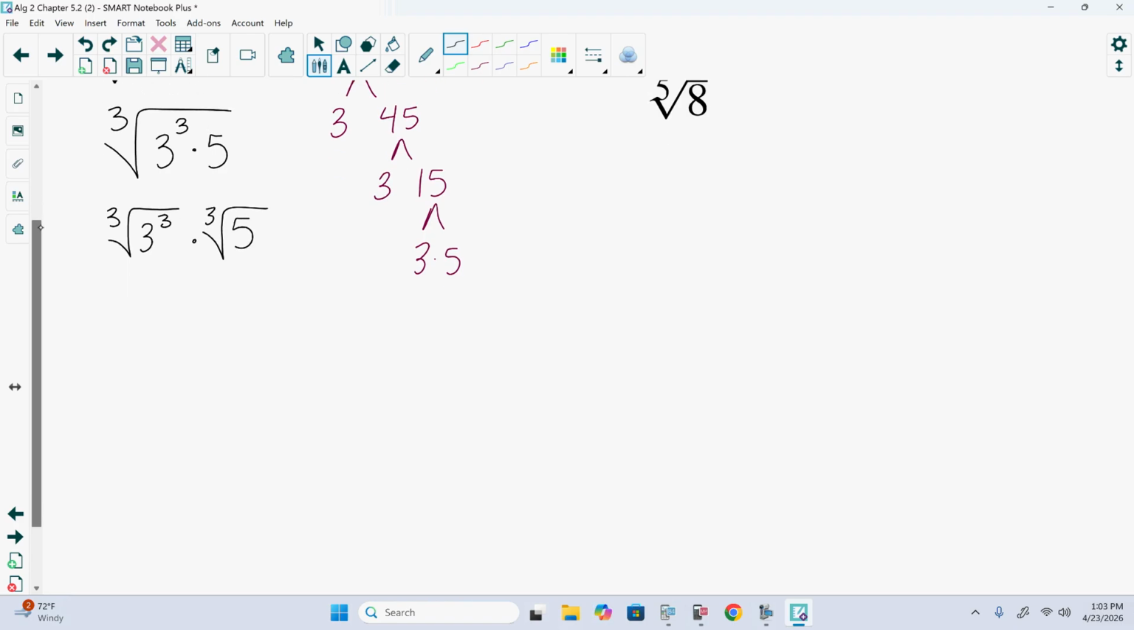The cube root of 3 to the third is 3. The cube root of 5 is just 5. I do not have enough 5s for it to reduce. So we're saying that the cube root of 135 is 3 times the cube root of 5. That's it. Questions on those here?